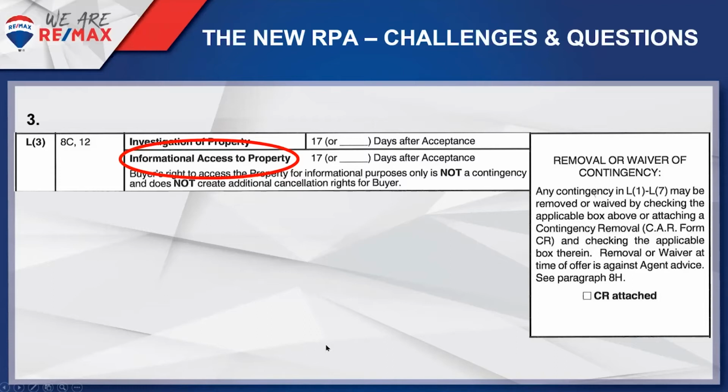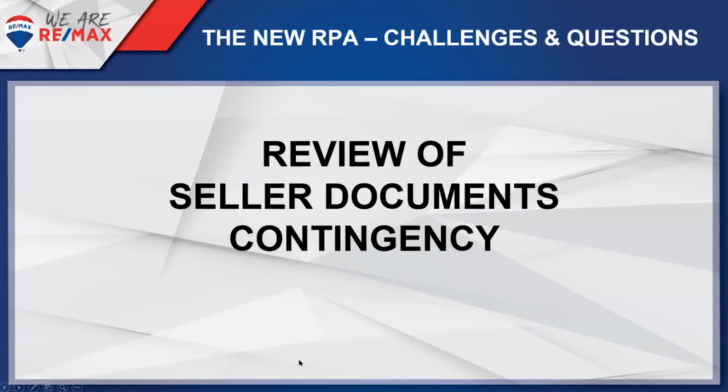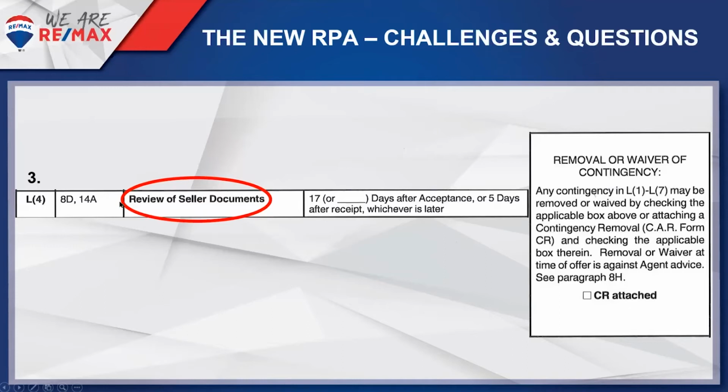The fact that a buyer has removed their contingencies does not preclude them from getting access to the property to investigate the property. Okay. Review of seller's documents contingency. That is new in this RPA. That is an itemized separate contingency. And there's a little bit of a problem in the RPA. I don't want to get into the weeds too much. I think there needs to be a revision of the RPA because they've included it in one place as part of the investigation of property contingency in one paragraph, and then in another they separate it. So that is a little bit of a confusion.